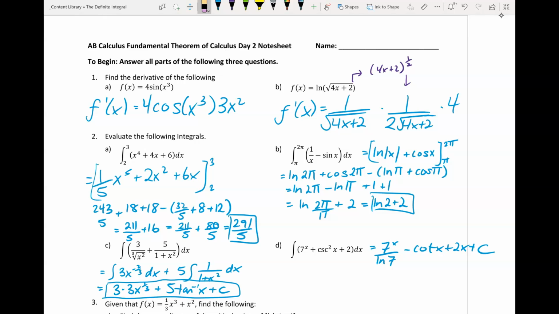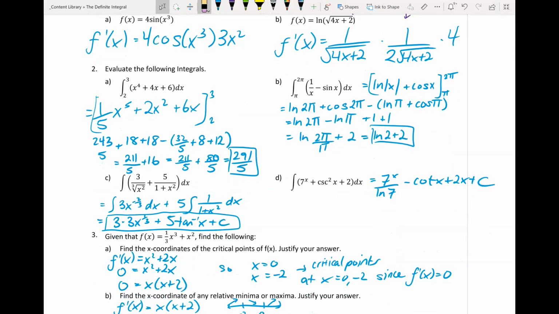For B, the derivative of ln is 1 over whatever's on the inside of the bracket. That's why we have 1 over the root of 4x plus 2. Then we need to take the derivative of 4x plus 2 to the power of a half, and that's how you would rewrite the root of 4x plus 2. So again, to do this, you take the half to the front, subtract 1 from the exponent, and then you could throw that at the bottom of the denominator to get a positive exponent. Then finally, you would multiply it by the derivative of 4x plus 2, which is 4.